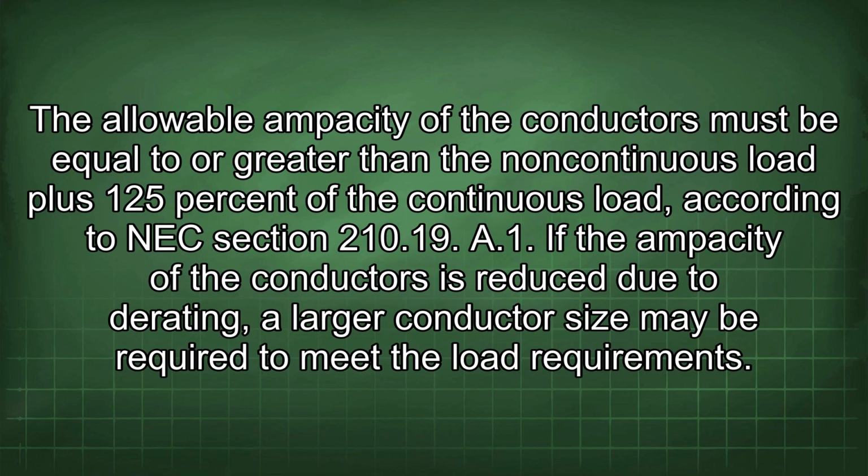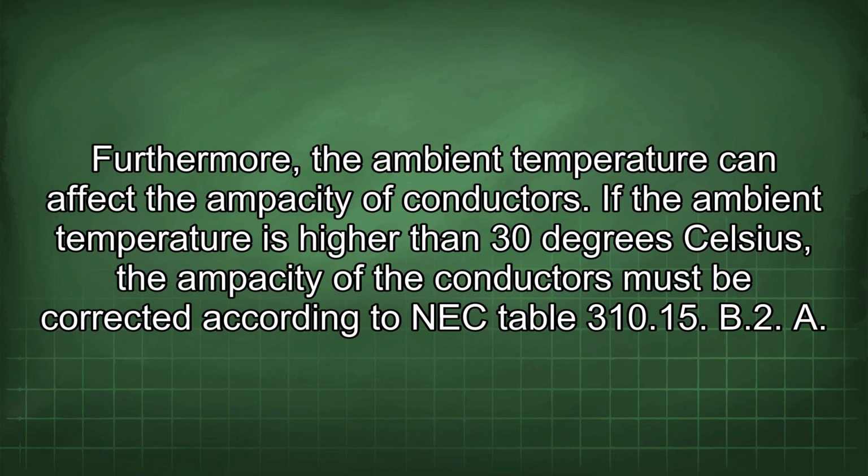The allowable ampacity of the conductors must be equal to or greater than the non-continuous load plus 125% of the continuous load, according to NEC section 210.19(A)(1). If the ampacity of the conductors is reduced due to derating, a larger conductor size may be required to meet the load requirement. Furthermore, the ambient temperature can affect the ampacity of conductors.